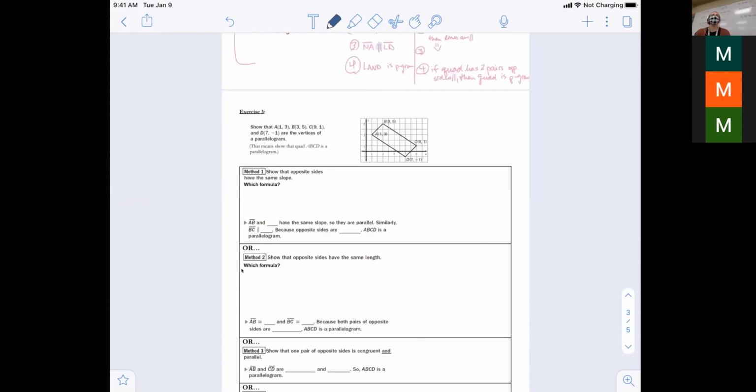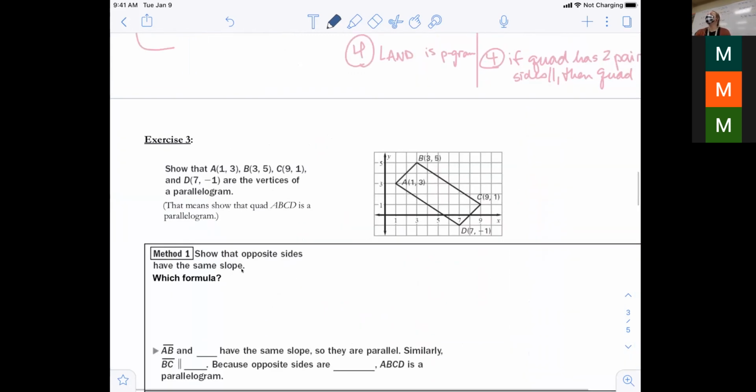So does everyone have your notes from yesterday up? Yes. Everyone have a pen or a pencil or a stylus? Ready to go? Perfect. Okay, what I want to do first is at the top of this page, I want to write my 3 formulas. I need to know slope and distance and midpoint.